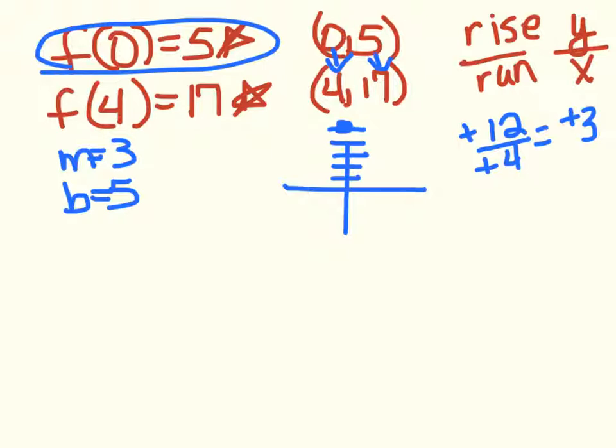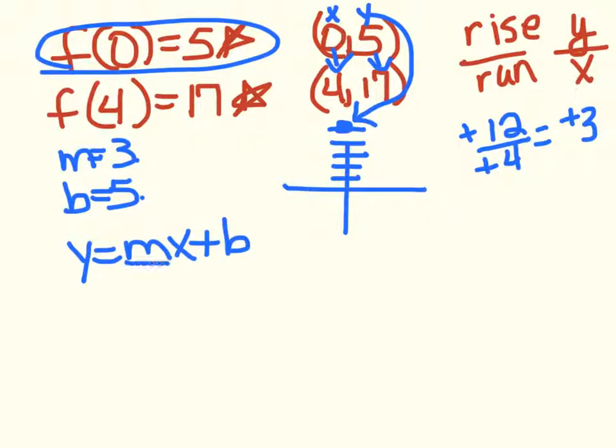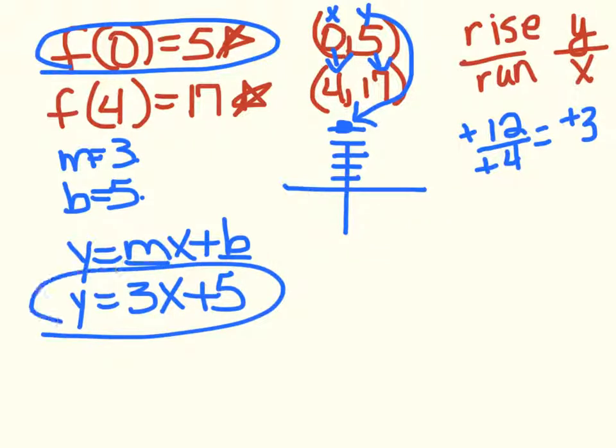Anytime the x value of an ordered pair is 0, this is our x, anytime that x value is 0, then the y value right here has got to be the y-intercept. Okay, so now we have m and we have b, and we can write our equation. y equals mx plus b. Remember, we're looking for the slope, which is m, the y-intercept, which is b. y equals 3x plus 5. And there you go. Okay, that's the equation.